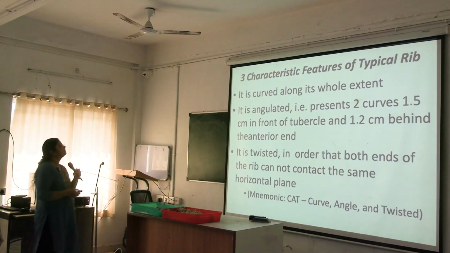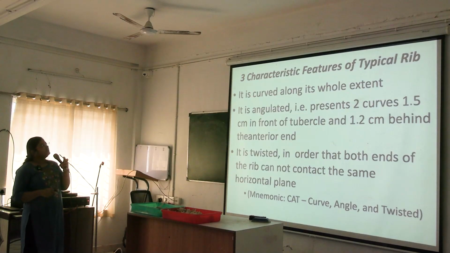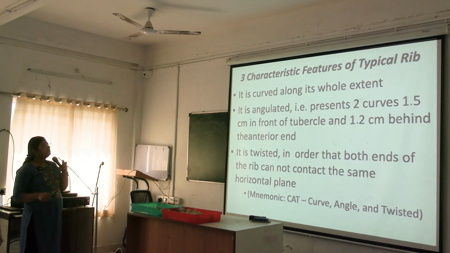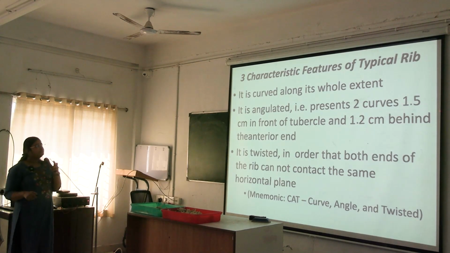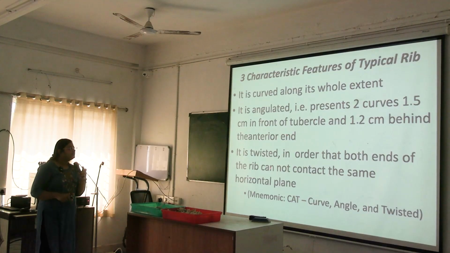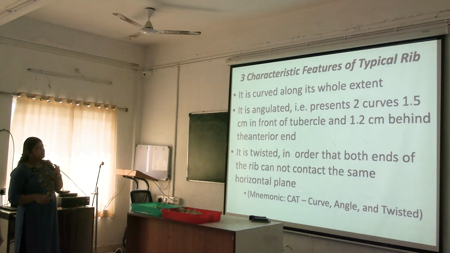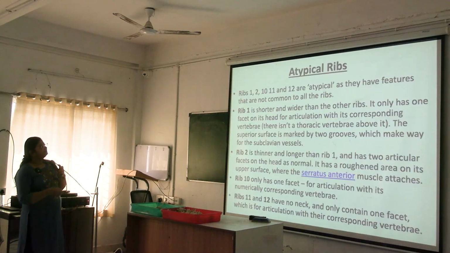So, three characteristic features of a typical rib. It is curved along its whole extent. It is angulated and presents two angles, 1.5 centimeter in front of the tubercle and 1.2 centimeter behind the anterior end. It is twisted so that both the ends of the rib cannot contact the same horizontal plane. So there is curve, angle and twisting of the shaft.